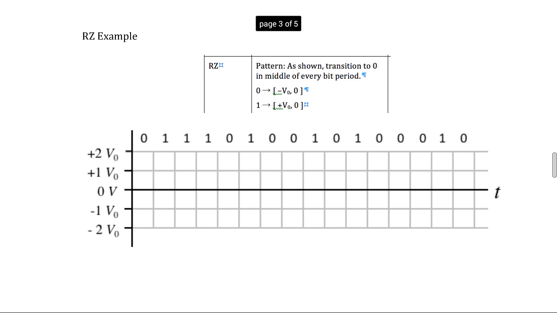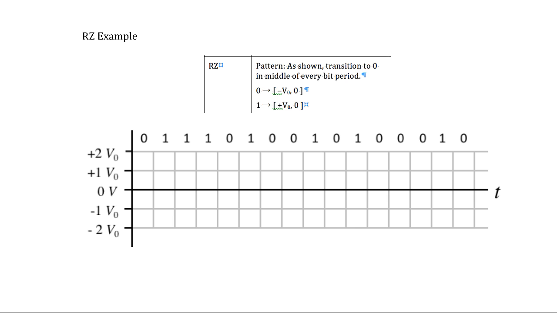RZ stands for return to 0, and let's see, the rule is that the pattern during the bit period is the pattern as shown here. And what that means is that we have either, and so in brackets is shown the voltage in the first half of the bit period and then the voltage in the second half. So every single bit period we return to the 0 voltage in the middle of the bit period. Again, first half, second half. And a 0 gives a minus V0 to a 0, and a 1 gives a plus V0 to a 0.